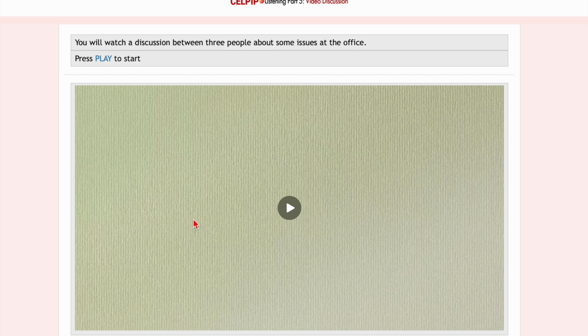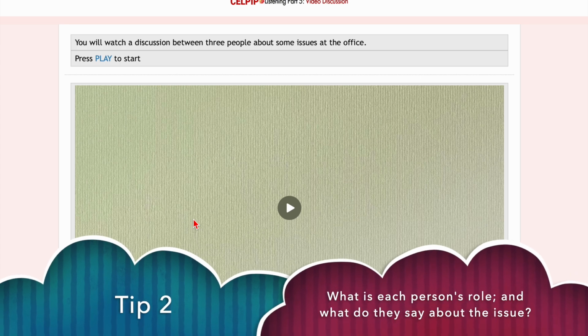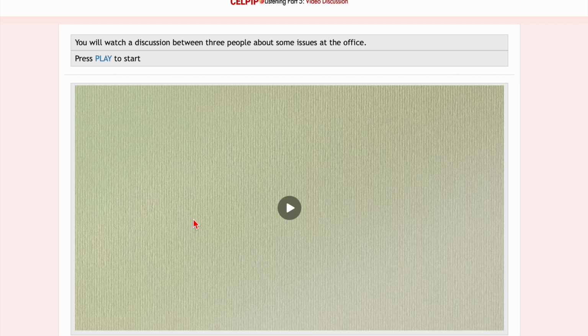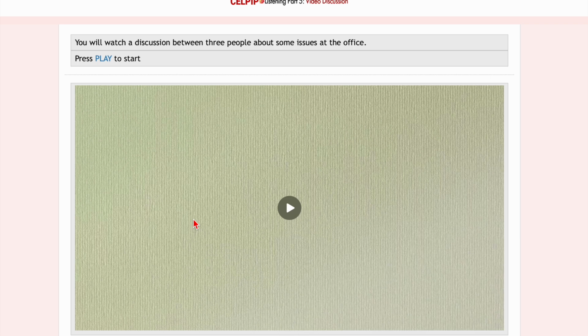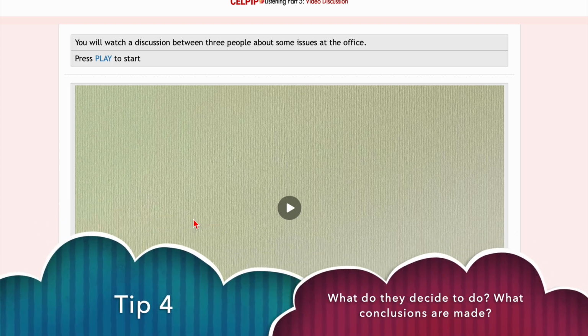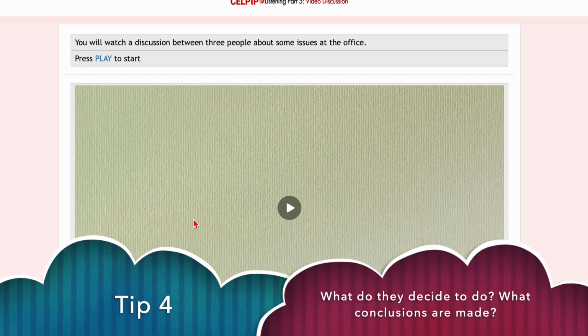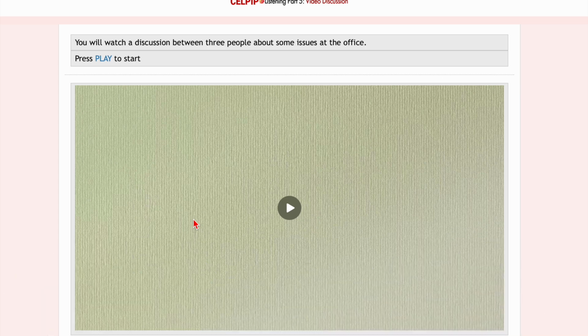And also, we need to understand what each person from all the 3, what is their role and what do they say about the issue? Okay? It's very important. What does each person think about the issue? Do they agree with each other? Do they disagree? And overall, what is their opinion? Okay? And also, we should also think of what they decide to do. In many cases, they decide to take some plan of action. Okay?